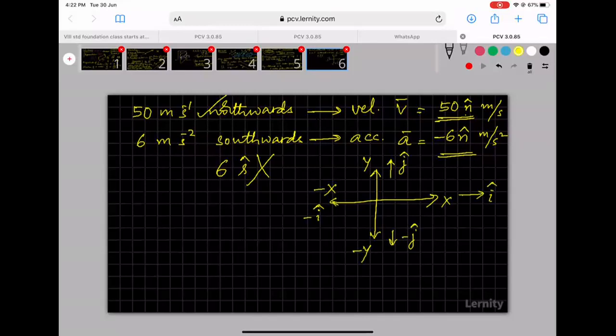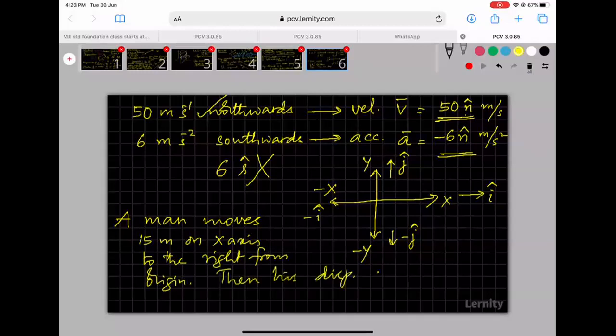Say, for example, a man moves 15 meters on the x-axis to the right of the origin. Then what is his displacement? Displacement s bar equals, what should I write? 15 is the numerical value, meter is the unit, and the direction is right from the origin on the x-axis. On the x-axis, the right side from the origin would be the positive x-axis. So positive i cap, 15 i cap meter. That is how you write the vector. Got it?